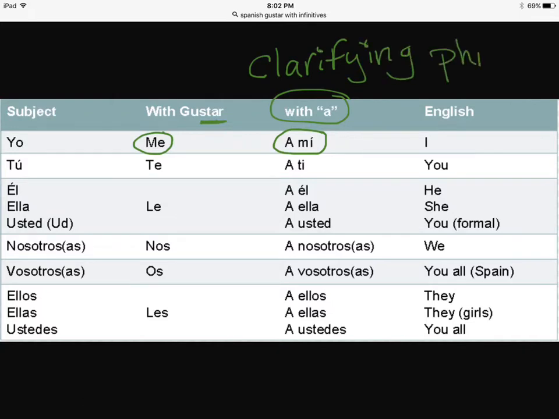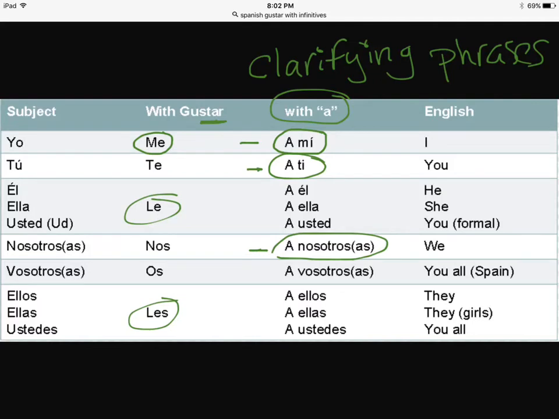Now, with me and te and nos, you don't really need a clarifying phrase. So if you use this, it's just to add emphasis to whatever you're saying, okay? With le and les, you do need those clarifying phrases to add clarity and let people know who is doing the liking, okay? So this is going to be with le, and that's going to be with les. We'll go over that again too in a second. So I just like this little chart to recap everything.